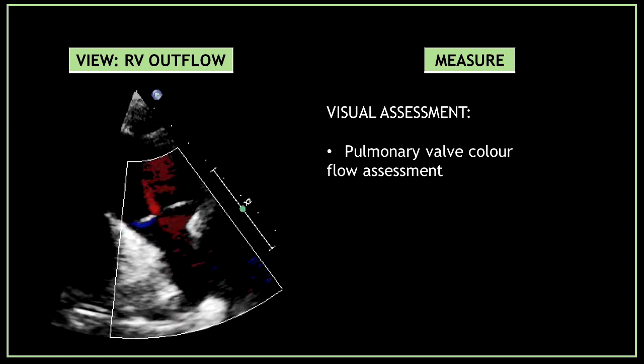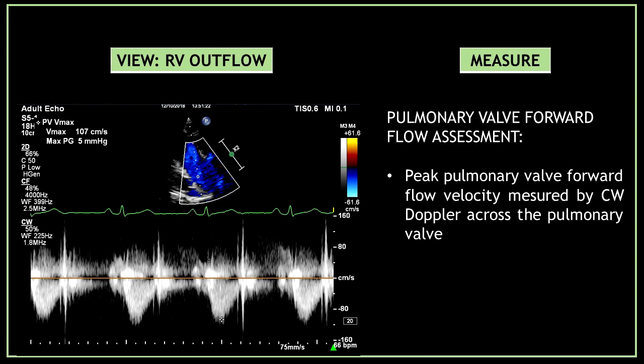Now use color Doppler to visually assess the flow across the pulmonary valve. Using continuous wave Doppler across the pulmonary valve, you can assess the pulmonary valve forward flow. Just measure the peak pulmonary valve forward flow velocity.